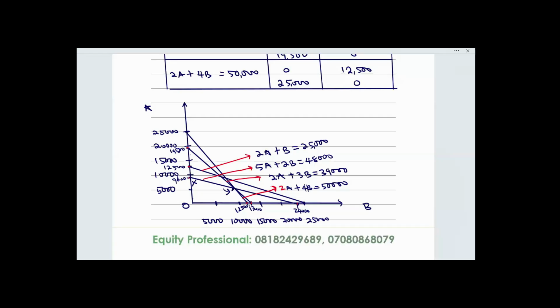There is another point of intersection here. Let me push it up a little bit. Yes. Let me undo.